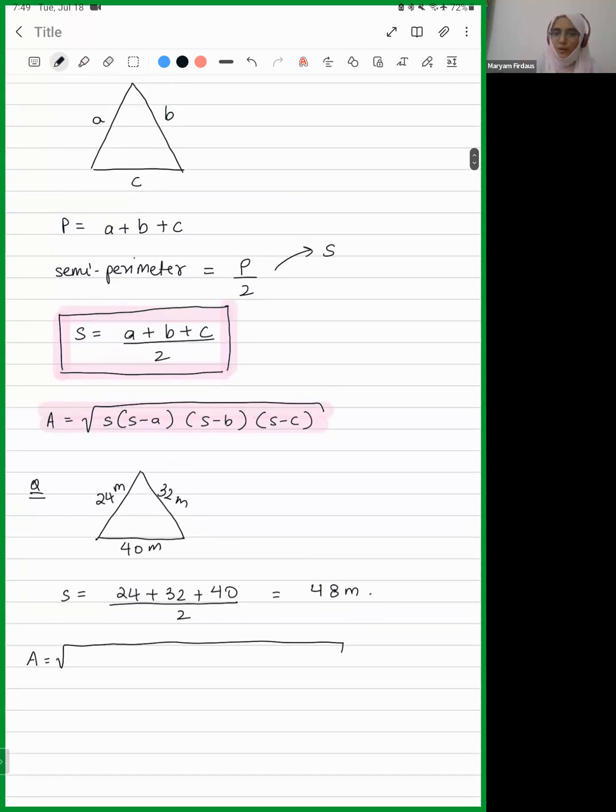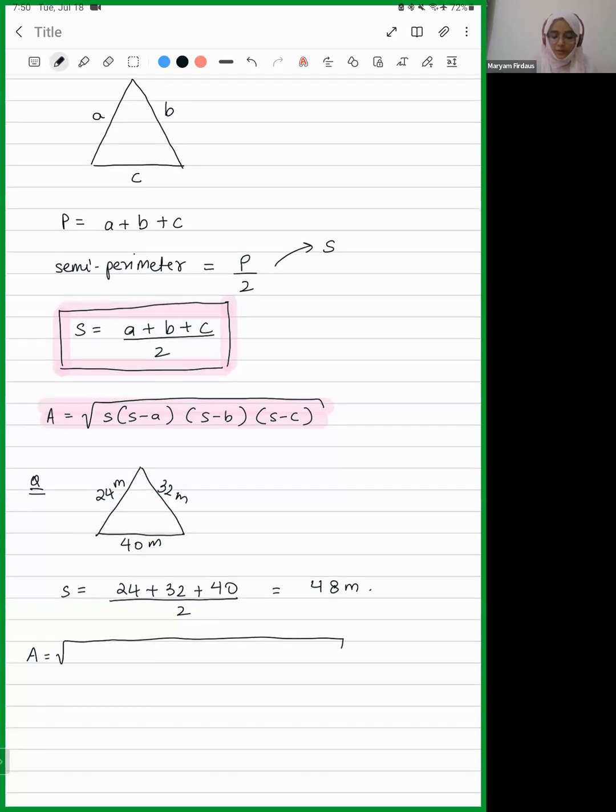Now, for Heron's formula, we need something that's called the semi-perimeter. We don't actually need the perimeter as such. We need the semi-perimeter, which means we need half of the perimeter. The perimeter is P, so half of P is basically P by 2. So if you want to write the formula for semi-perimeter, it turns out to be A plus B plus C upon 2. That is where the 2 is coming from. Is that okay? All right. And now here is the formula for area.